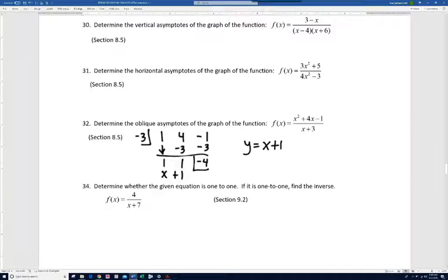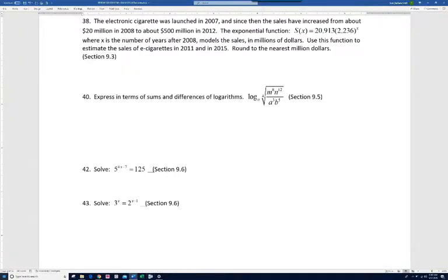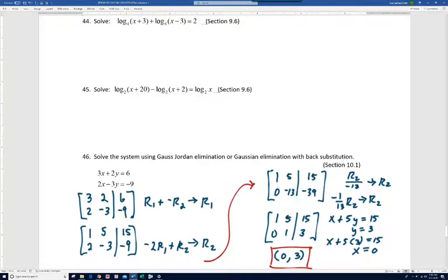Alright, we'll just go ahead and stop there. Let's go ahead and move on to Gaussian elimination with back substitution. So I've got to go a few pages down here. Whoops, too far.